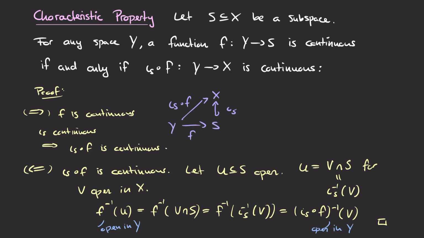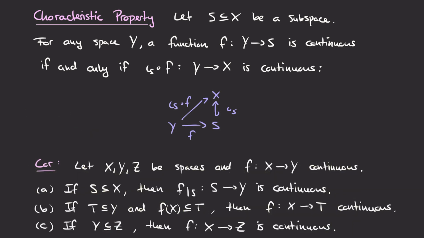The second reason for why this property is useful is because it will immediately allow us to prove certain things about restricting continuous functions and then being able to show that these restrictions are again continuous. This is the content of the following corollary. Here we suppose that X, Y, and Z are topological spaces and that f from X to Y is a continuous function. Part A says that if we have a subset S of X, then f restricted to S, so that's the function going from S to Y, is again going to be a continuous map.